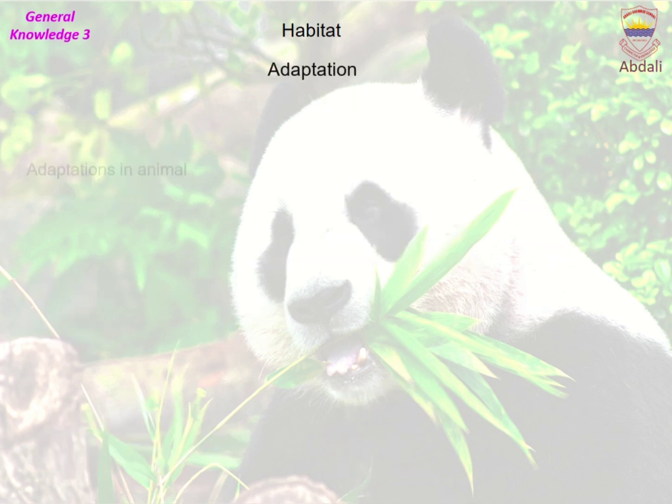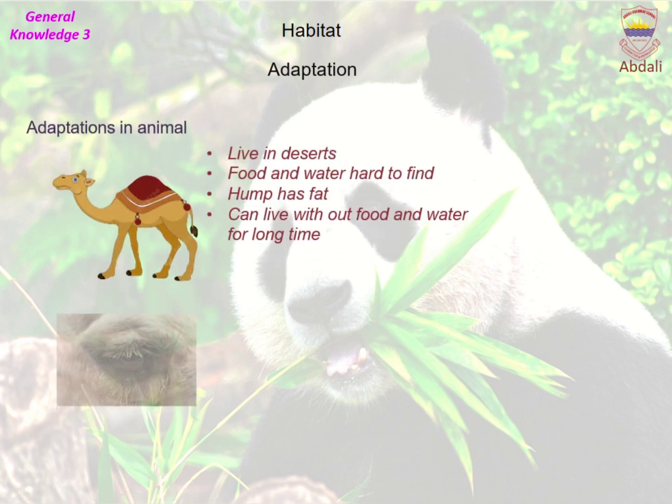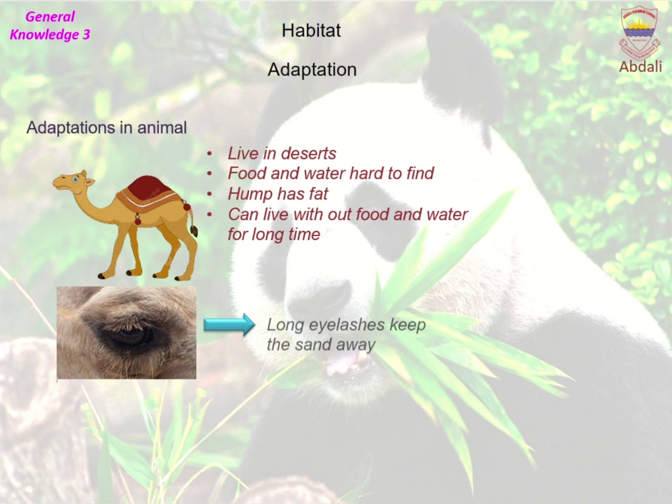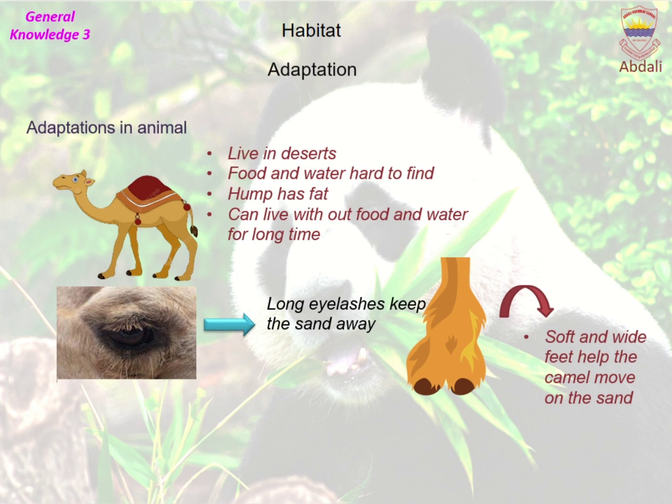Adaptations in animals. Camels. Camels live in deserts. Food and water are hard to find there. A camel's hump has fat. This helps the animal live without food and water for a long time.